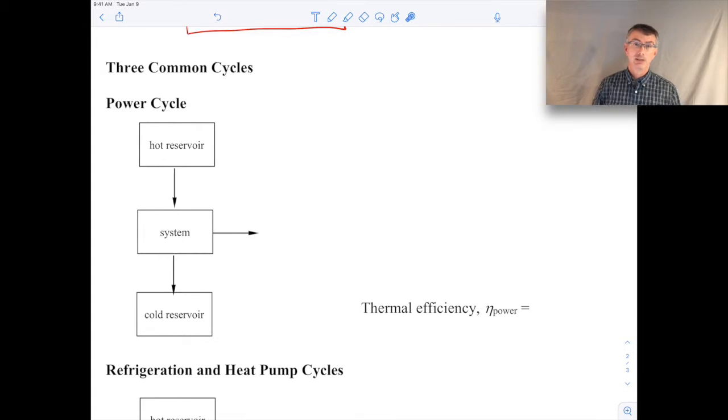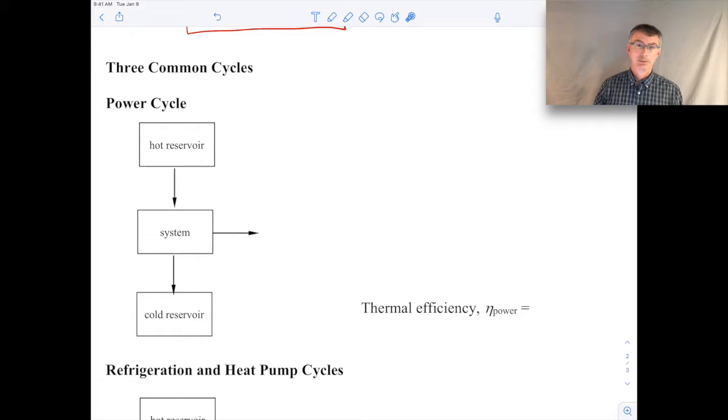Another might be a cycle used in an internal combustion engine. That might be a diesel cycle or an Otto cycle or a mixed cycle, combined cycle. Another one might be a Brayton cycle, which is found when you're dealing with jet engines, for example. So the details of those kinds of cycles we'll discuss in future lectures. All we need to know right now is all those cycles generate power.